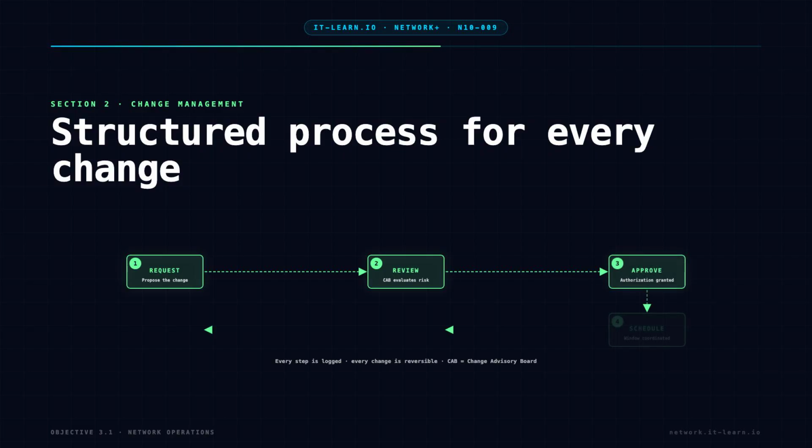The change is scheduled during an approved maintenance window. A rollback plan is prepared in case the change causes problems. The change is implemented and tested. The results are documented and all relevant documentation is updated.